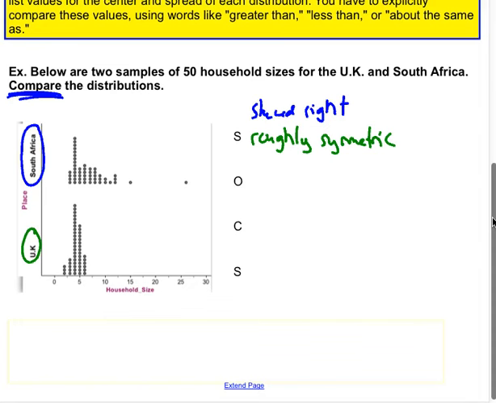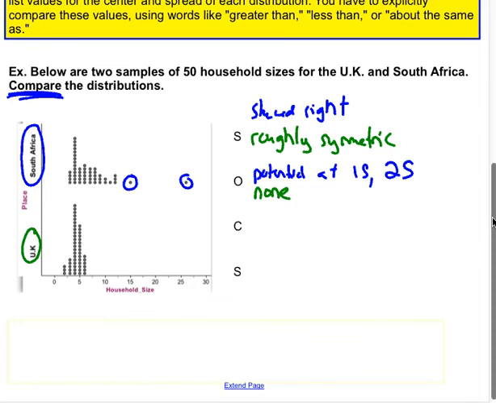Okay, so O for outliers. Well, I see potential outliers here and here. And that looks like it's approximately 15 and approximately, what, 25 or 26. And then the UK doesn't really look like it has any potential outliers. So I'm just going to say there really aren't any there.